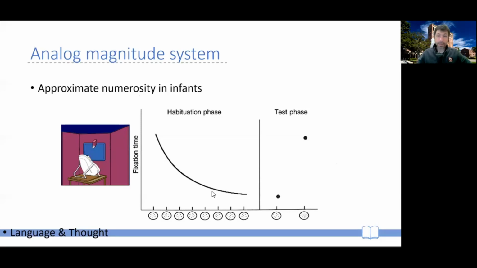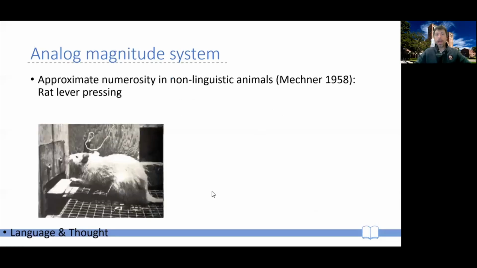The set contains either more or quite a few more or quite a few less than the set they habituated to. So this is a nice example of the fact that we come into this world with an understanding, even before we acquire language, of approximate numerosity, again, the number sense. Turns out the same idea can be looked at in several other species.